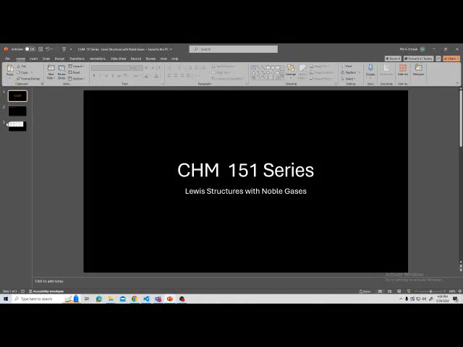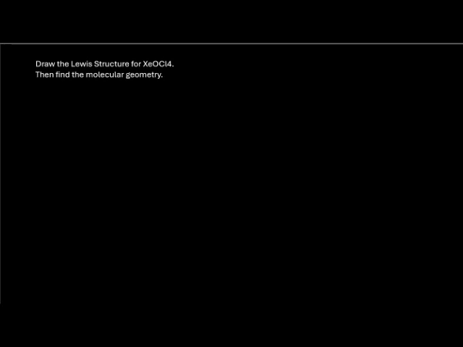Welcome back to our Chem 151 video series. In this video we'll do an example of how to draw a Lewis structure with noble gases. This problem gives us the formula XeOCl4. We'll begin by counting the electrons.